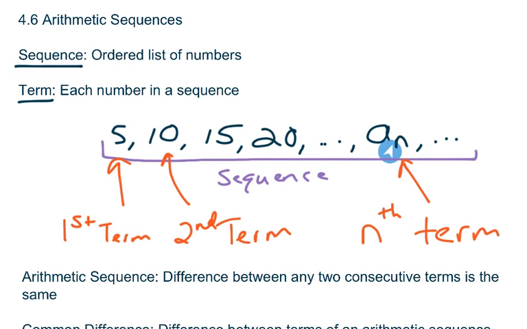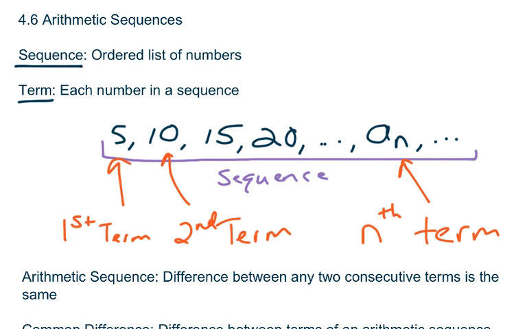This is the nth term. It's just a generic or general term within the sequence. This is how we write it. It's a with a subscript. Normally we think exponents are superscript, but subscript is down below, and it's the letter n. A sub n is how you say that.